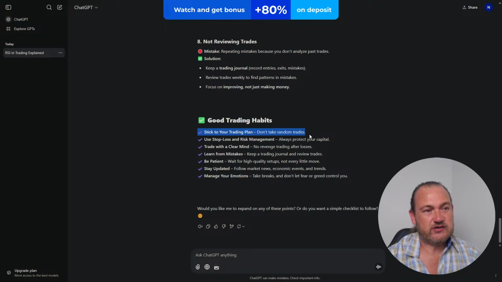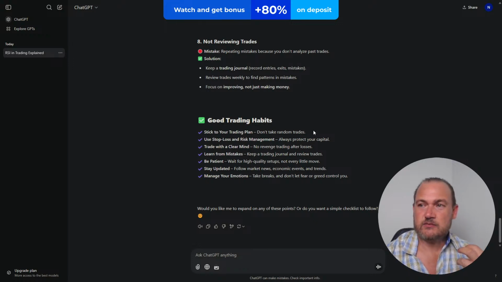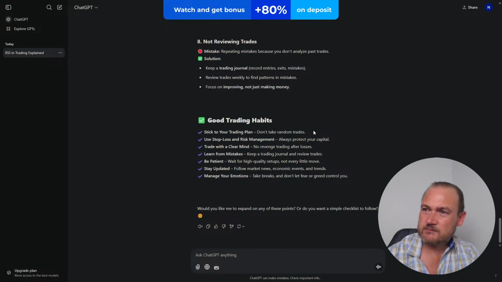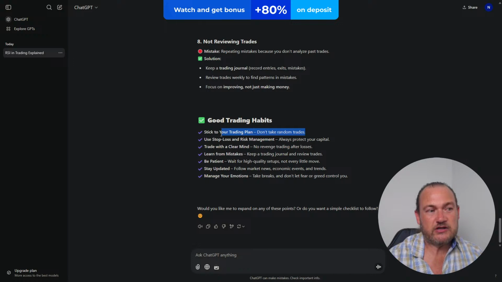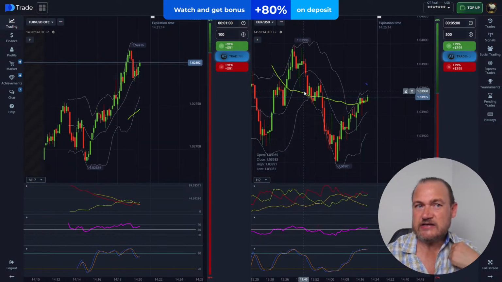Suppose a good habit is to stick to your trading plan, don't make random trades. That's good advice, but a lot of people don't know what a trading plan is. You actually spelled it perfectly, teacher. That's the correct way. Claude Sonnet. A lot of people might not know how to construct a trading plan, and then you can just ask, could you please explain what a trading plan is, stuff like that. Okay, so that's how we can use AI in trading.